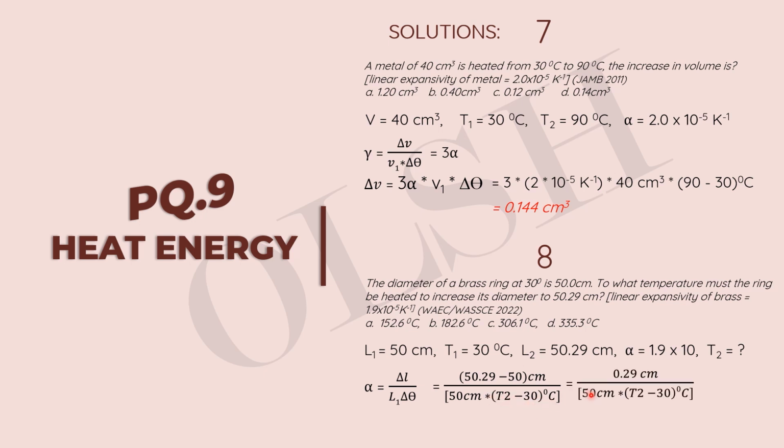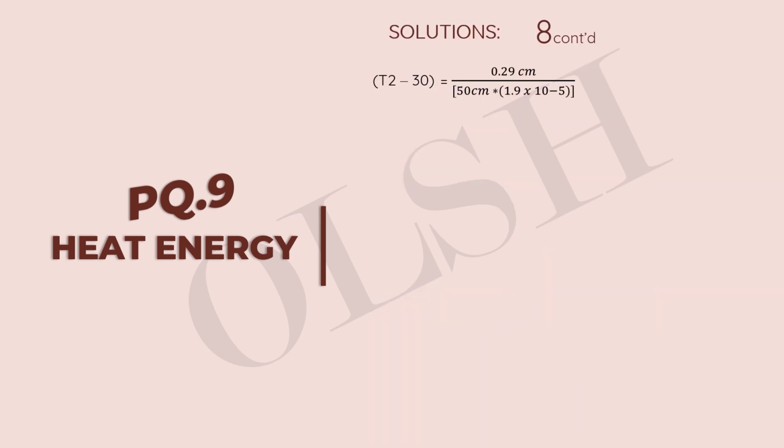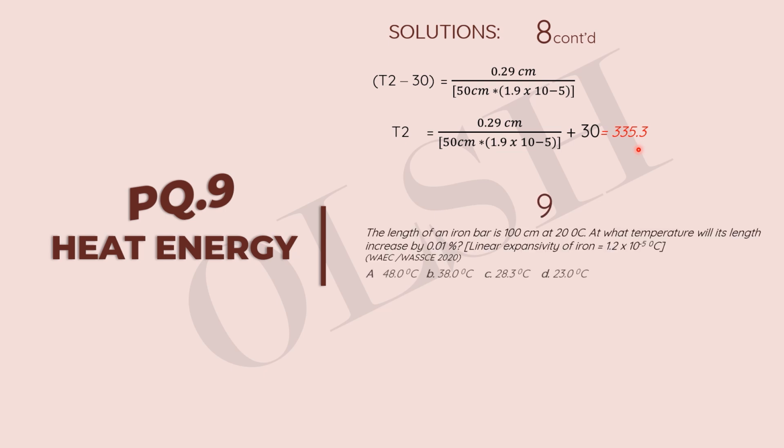So if we simplify this, we have 0.29 divided by 50. Okay, so we're going to look for a way to make T2 the subject of the formula so that we can find it. So we have T2 minus 30 as the subject of the formula. So we finally pulled it out from down here, and then we have that to be 0.29 all over 50 times this, which is our alpha, linear expansivity. Okay, so making T2 the subject of the formula now, we move 30 over to this side. If we simplify that, we have 335.3 as our answer. Okay, so 335.3 degrees Celsius.